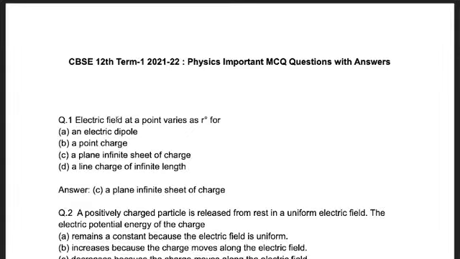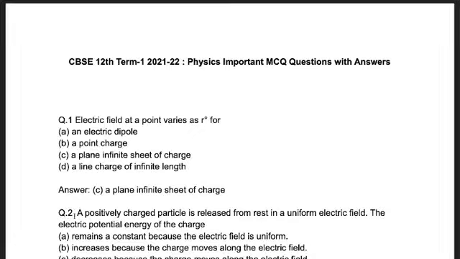Electric field at a point varies as 1/r⁰ for A, an electric dipole, B, a point charge, C, a plane infinite sheet of charge, D, a line charge of infinite length. Correct. The answer is C, a plane infinite sheet of charge.